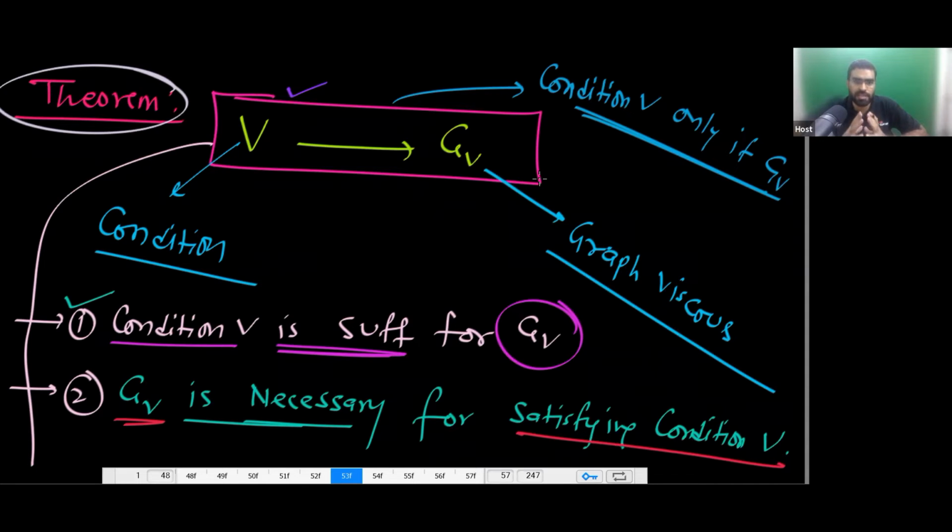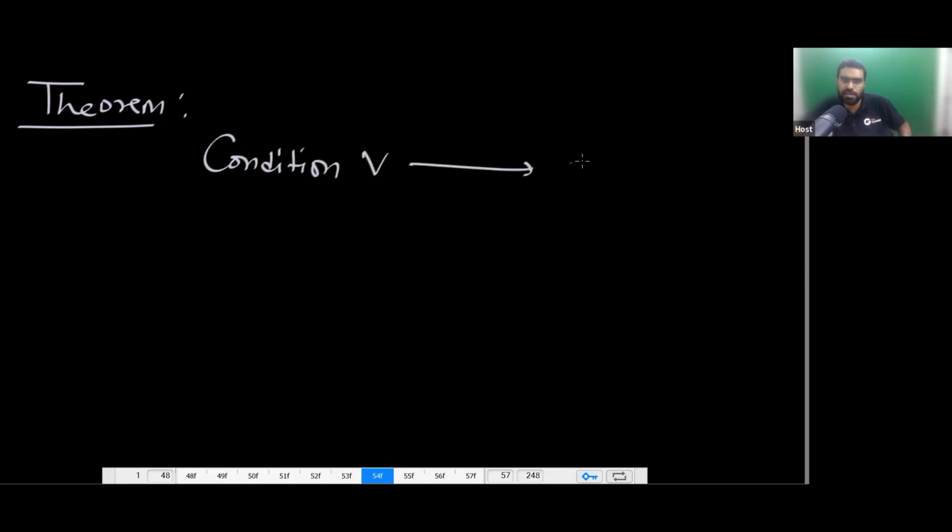There is an old research paper in which you find this theorem. You don't know whether the other direction is correct or not. This paper is saying that if a graph satisfies condition V, then the graph is viscous. We cannot say the other way. Please understand that we cannot say this. Basically, the theorem says that if a graph satisfies condition V, then the graph is viscous.